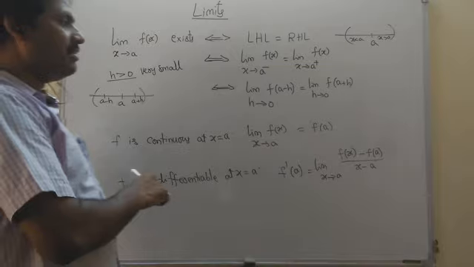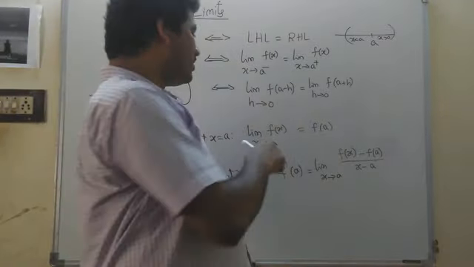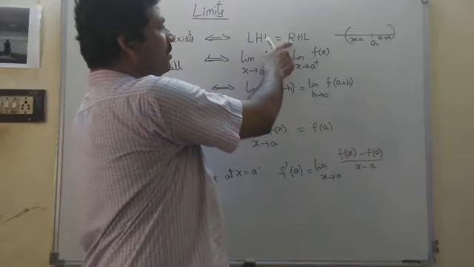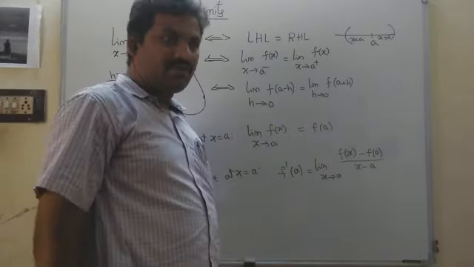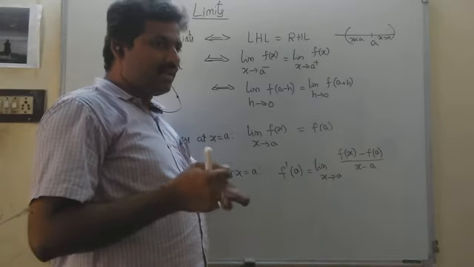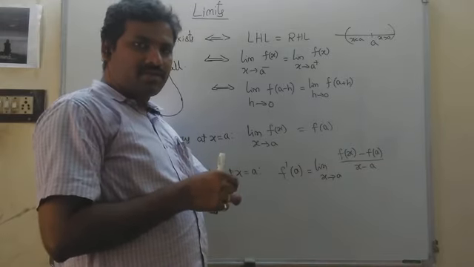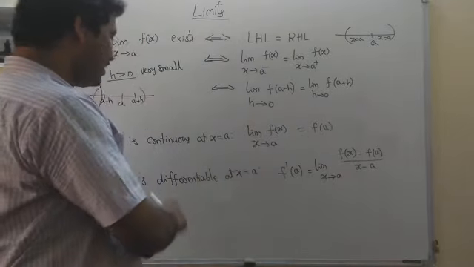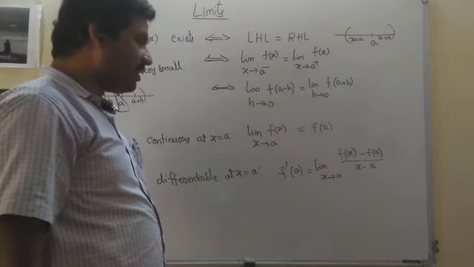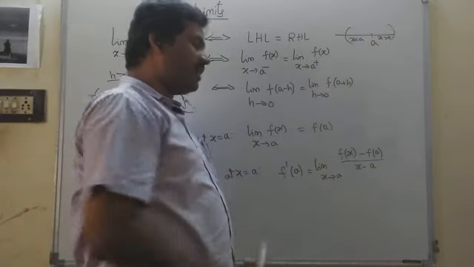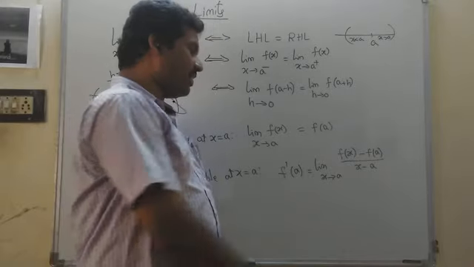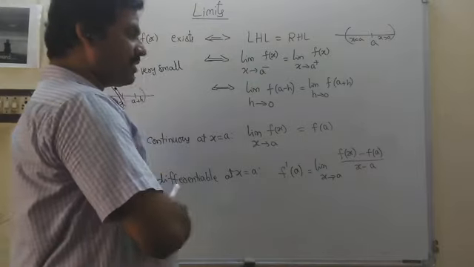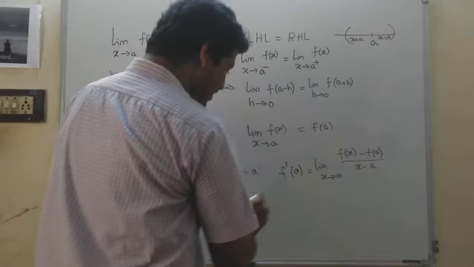Whatever the continuity, the function is continuous means the limit value is equal to the functional value. What is the limit value? LHL equal to RHL. That is equal to the functional value. If all three are equal, LHL equals RHL equals functional value, then the function is continuous at x equal to a. Next, f is differentiable at x equal to a. What does that mean? f dash of a equals the limit as x tends to a of f of x minus f of a by x minus a. That is, the function f is differentiable at x equal to a.